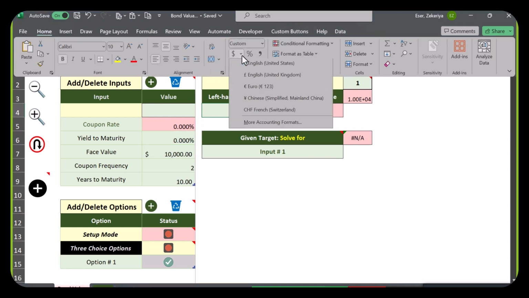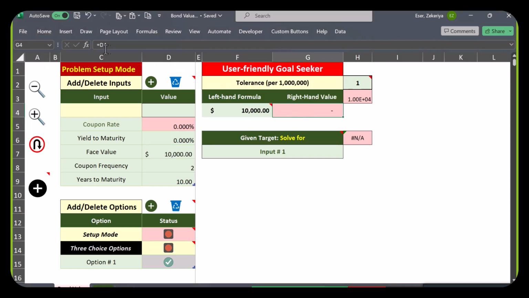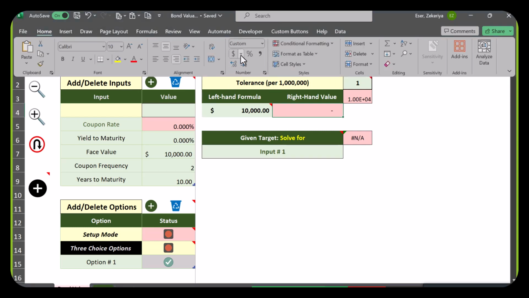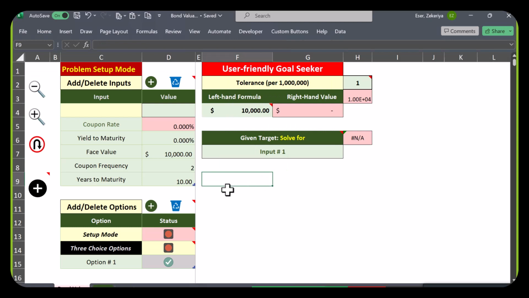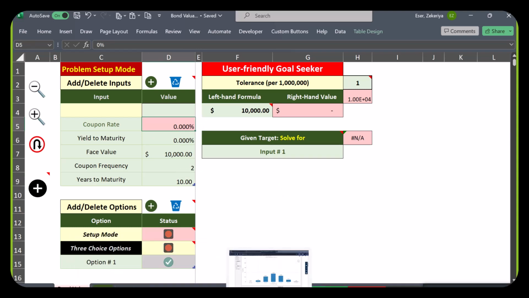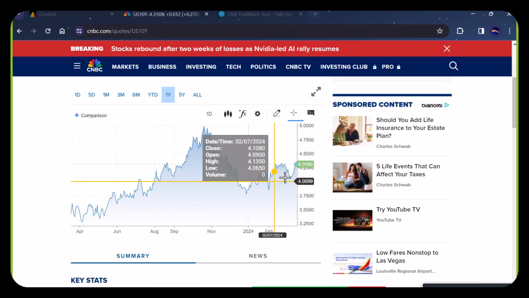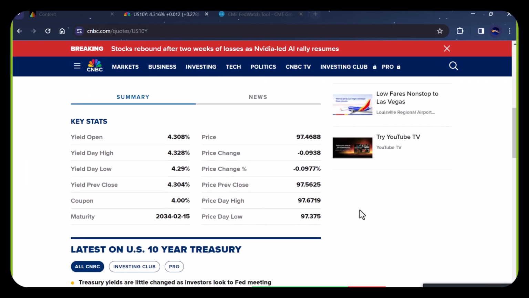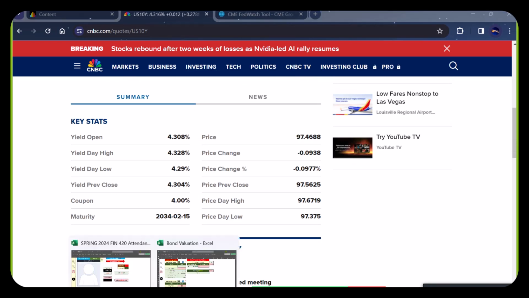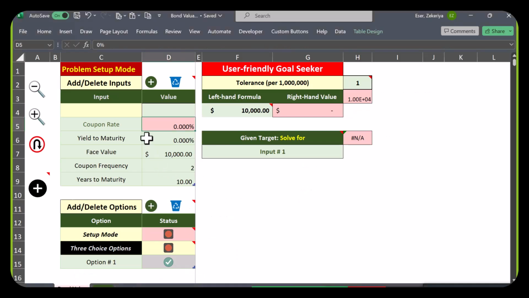And I know that is a dollar format. $2. So let's find this bond. Coupon rate is 4%. Yield to maturity is 4.32. Coupon frequency 2. Years to maturity is 10. Okay.